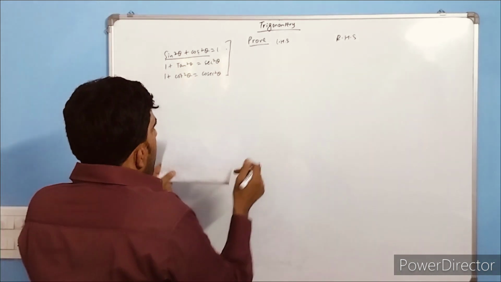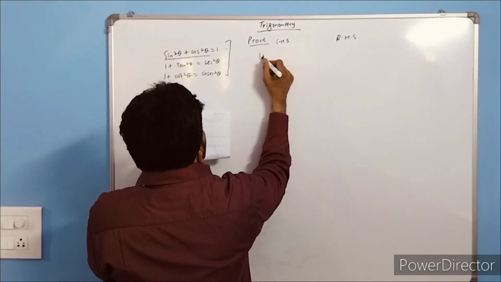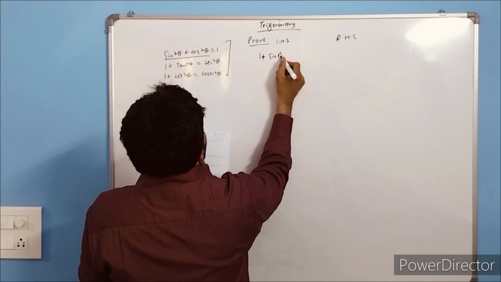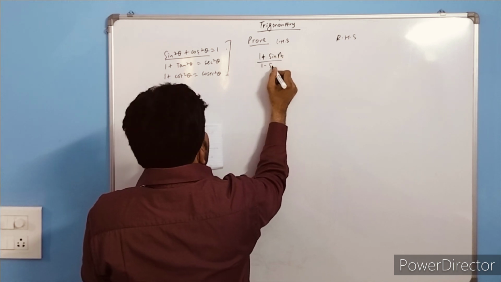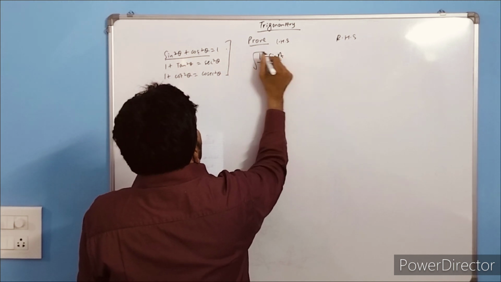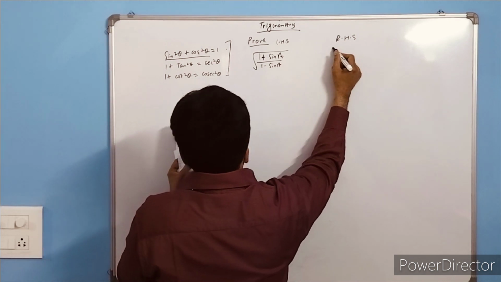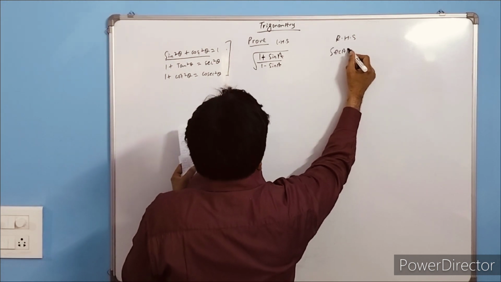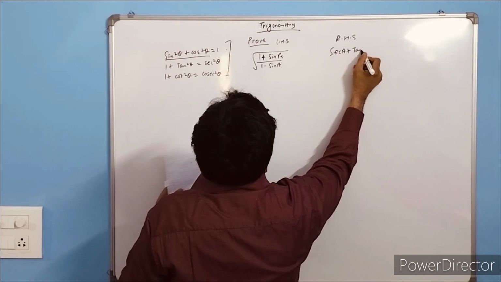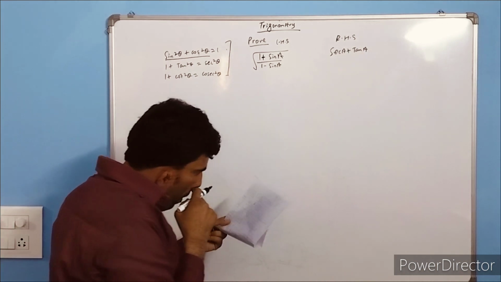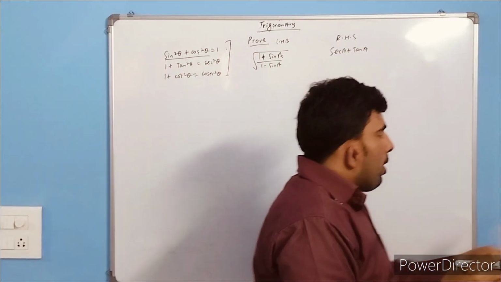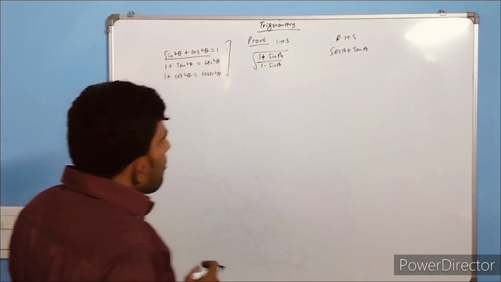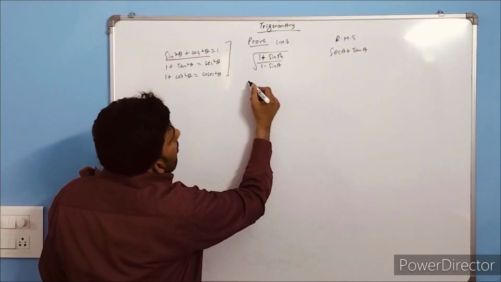They have given in LHS, root of (1 plus sin A) upon (1 minus sin A), and what is the RHS? Sec A plus tan A. Okay, so they have given this. Let us solve LHS first.